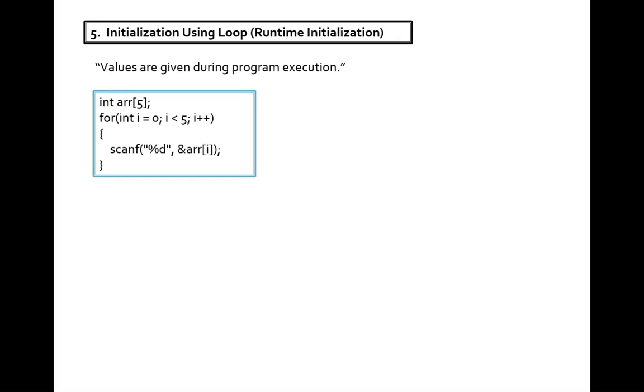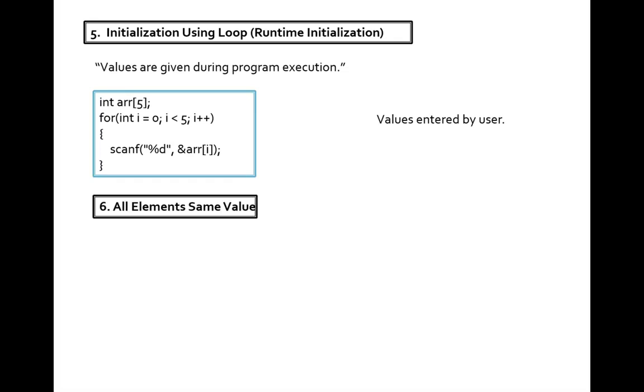Right. Number 5 is initializing using a loop, otherwise called the runtime initialization. Values are given during program execution. Look at the example. Array ARR is of type integer, which can hold 5 values. The size of the array is 5. I use a for loop which runs from 0 to 4 and the input is got from the user. Right? Done.